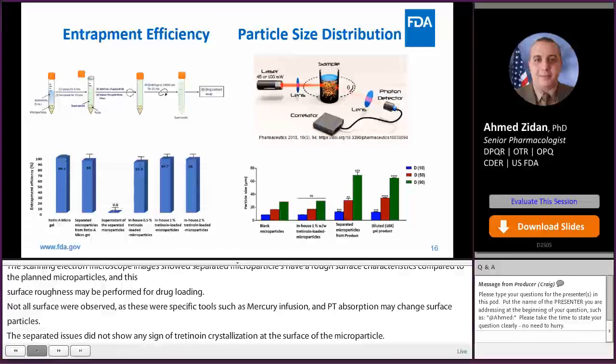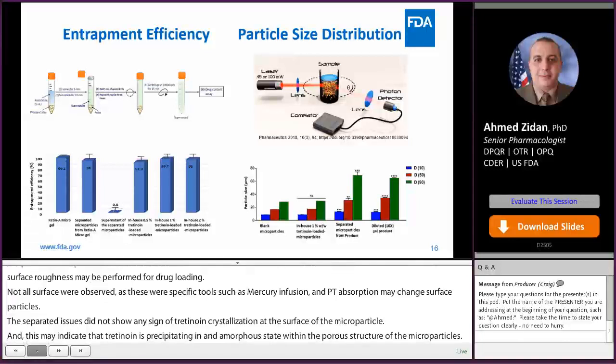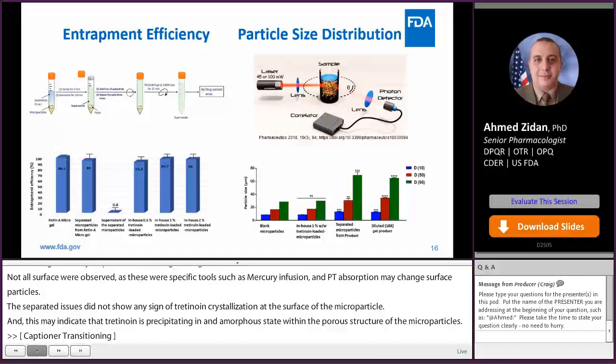We have also evaluated the microparticles and the drug products for entrapment efficiency and particle size distribution. For entrapment efficiency, this is a method used for extracting tretinoin from the drug product and from the separated microparticles, and these are the entrapment efficiency results. The results show that only 1% of tretinoin was found in the supernatant of the separated microparticles. This shows that tretinoin was mostly present within the microparticles of the gel, with minimal to no partitioning in the gel matrix. For particle size distribution, dynamic light scattering was used.